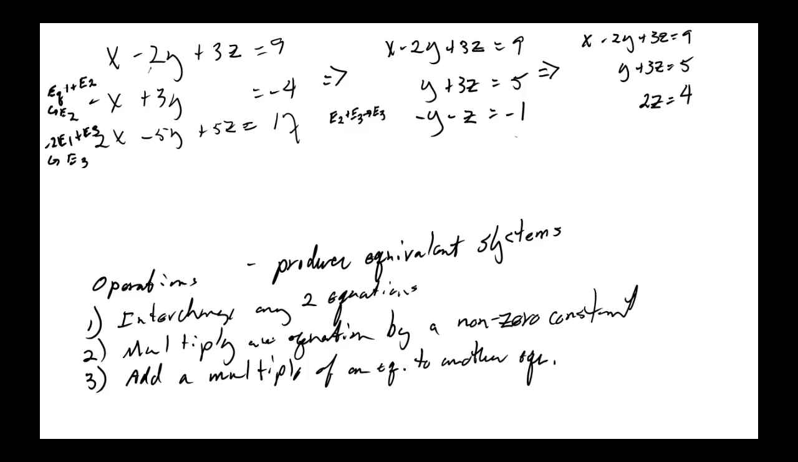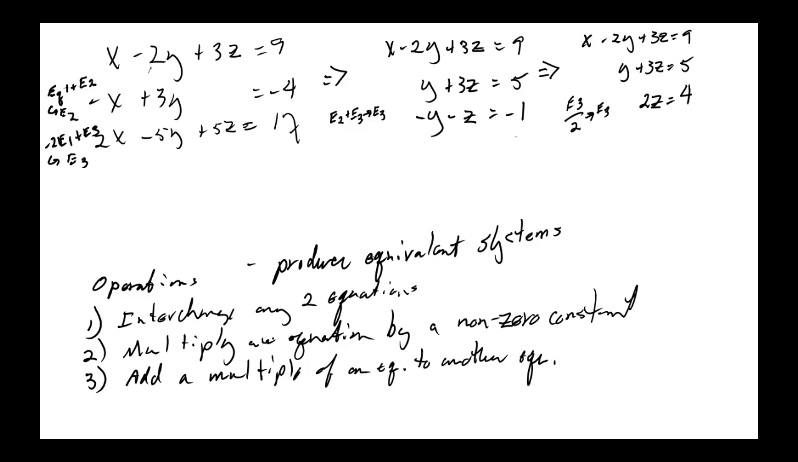Now, how can we make that 2 become a 1? Remember our 3 rules? Exchange the 2 equations. Let's not do that. Multiplying one equation by a non-zero constant. What could you multiply this by to make it become a 1? 1/2 is not 0, is it? So we're going to do, and I like to write it like this, E3 divided by 2 becomes my new E3. That's the same as multiplying by 1/2 is dividing by 2, right?